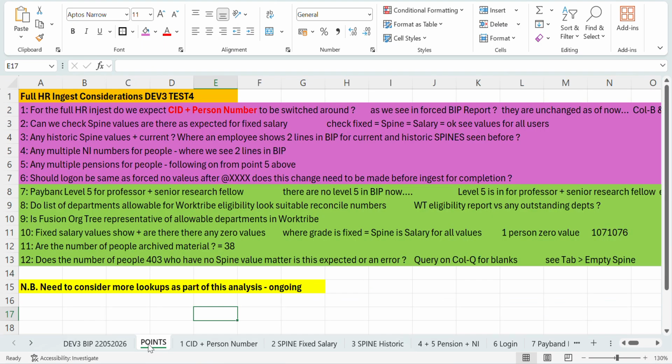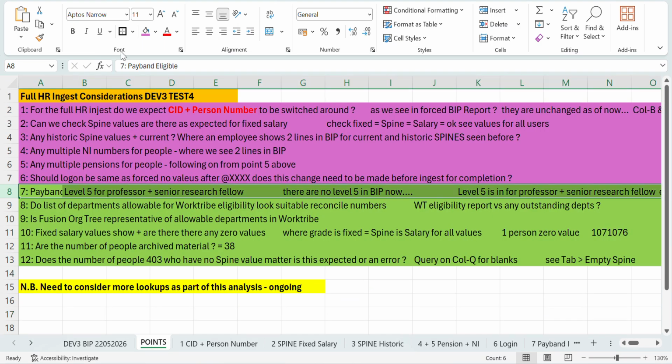Let me go over to our next point now, which is pay band, and pay band level 5 for professor and senior research fellow. So this originated the level 5 argument from a custom lookup that we've got within Oracle Fusion for pay band eligibility for 2 particular grades. So it was professor and pay band, and there was no level 5 available. Sorry, the words professor and senior research fellow weren't available from a list of values to select. So level 5 was chosen just to force these people in. So that's what did happen.